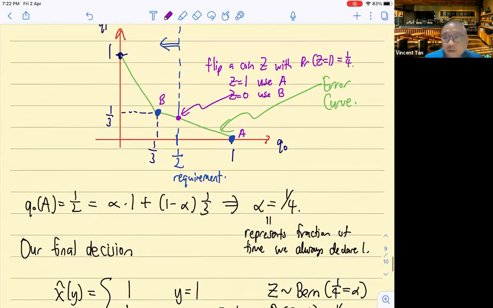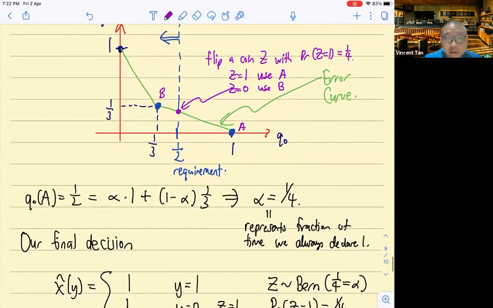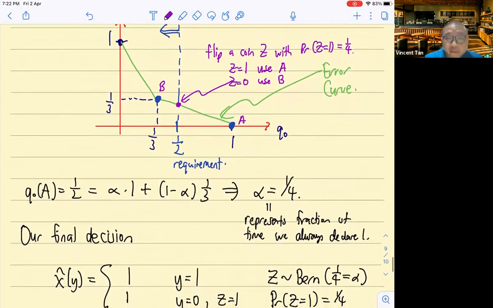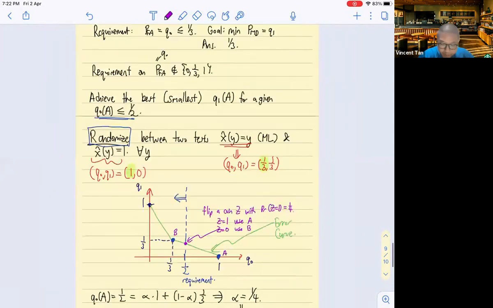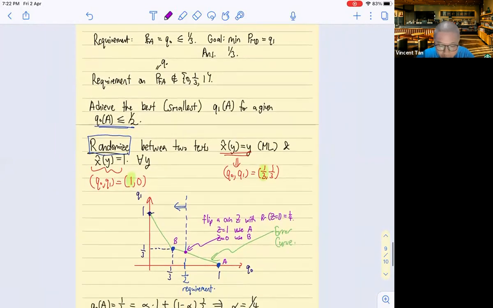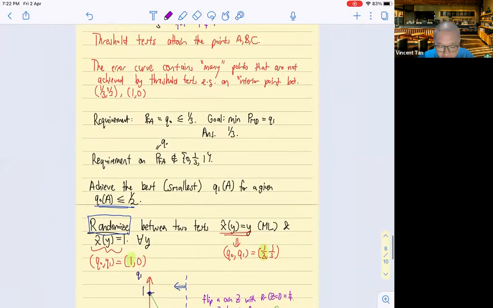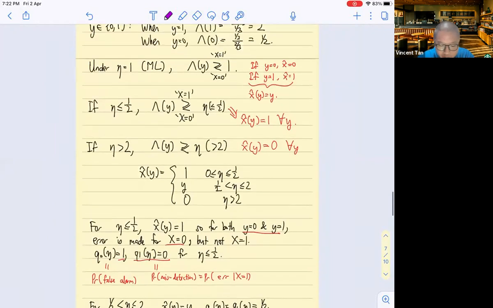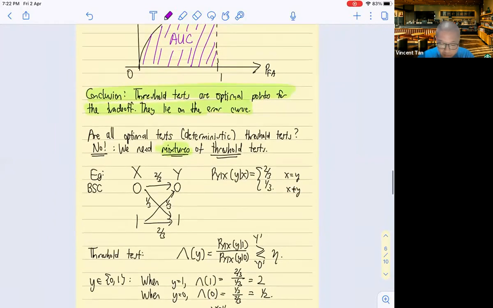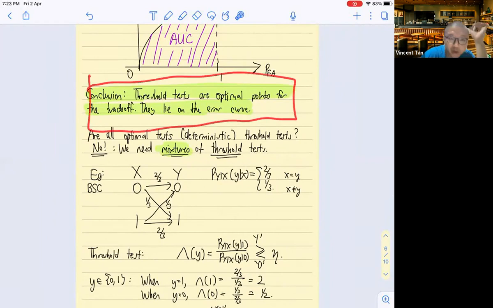Is this clear? This is the most important thing today. All right, I will repeat this. This is a very long example, but it is very important. Okay. Now, why did we do this example? We did this example after we saw that threshold tests are very good. They are very good in a certain sense. They are optimal points for the trade-off.